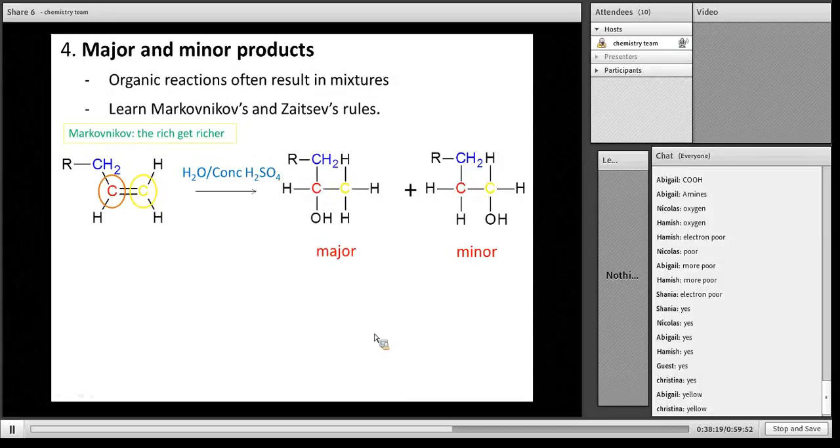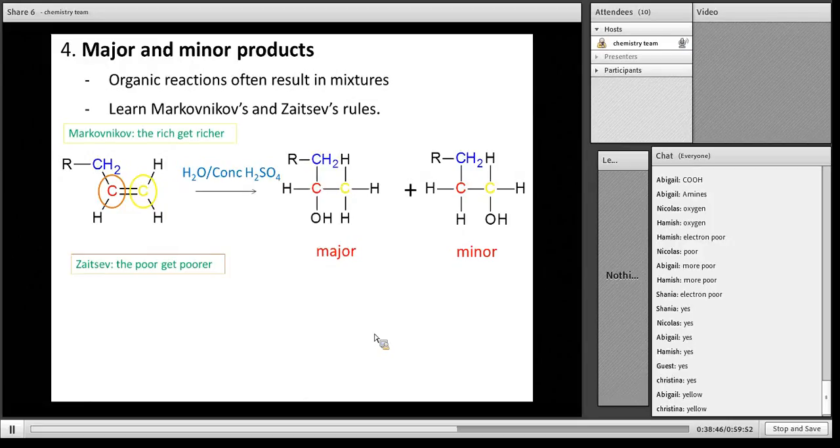So Markovnikov applies to addition reactions. Think of the rich gets richer, but please don't use that in the exam. Say the hydrogen atom, or the incoming hydrogen atom, adds onto the carbon of the double bond that has the most number of hydrogen atoms. Then we have Zaitsev's rule, which is the poor get poorer, as the mnemonic to remember.